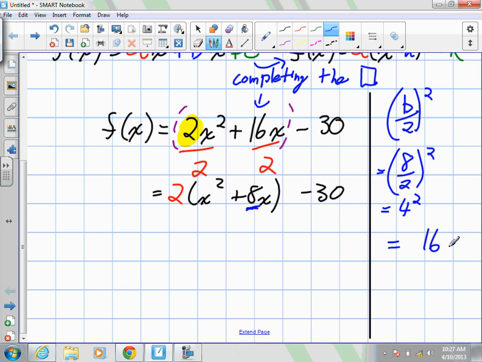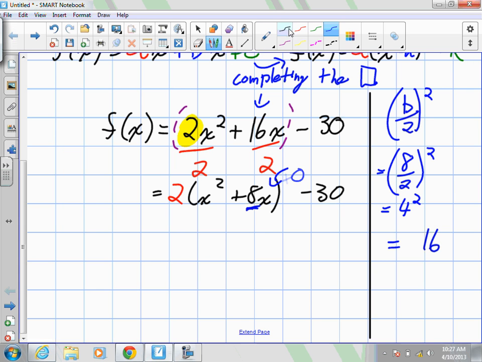Now, I need to include 16 in this bracket here. But if I just add 16, I'm going to have to add 16 to the other side, right? Always when we're balancing equations, whatever we do to one side, we do to the other. There's something else we can do. I can add it and subtract it on the same side, which would be essentially just adding or subtracting the value of 0 in here. Okay? So we're going to add and subtract 16 within that bracket.